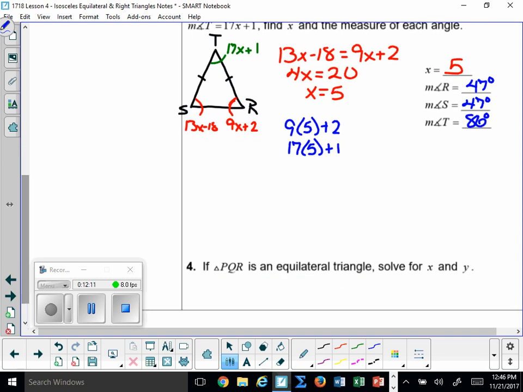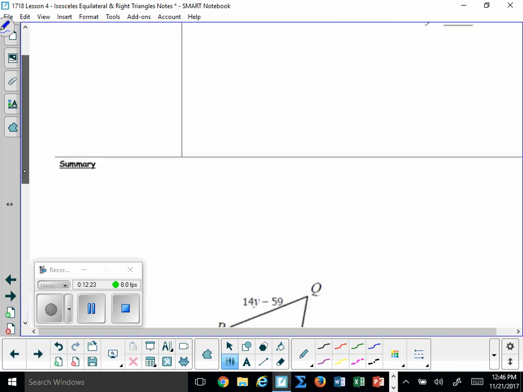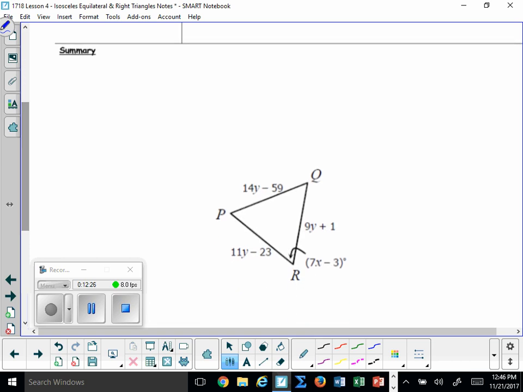Okay, for number 4, I have some formatting issues. I didn't mean for part of the problem to end up on different pages. If triangle PQR is an equilateral triangle, so let's go to the next page. Where's my diagram? Whoa, we're talking serious formatting issues. So PQR is equilateral. All 3 of these are the same. Okay, I also know equilateral are equiangular, and each of these angles is 60.